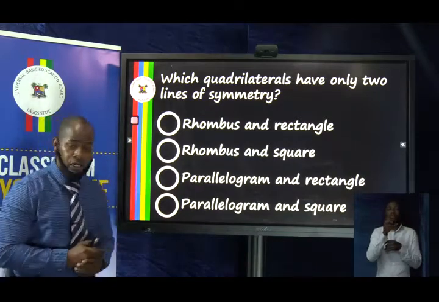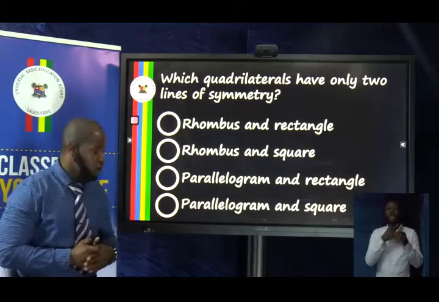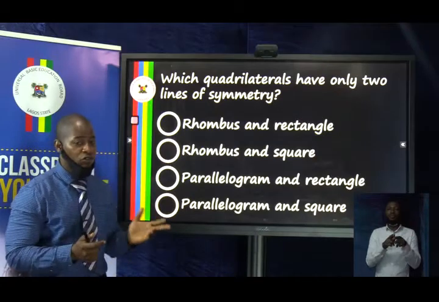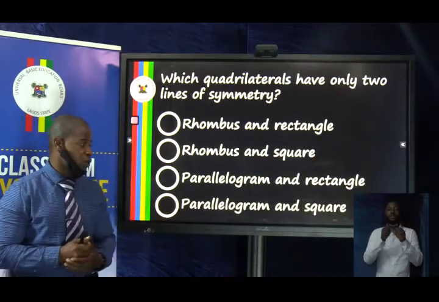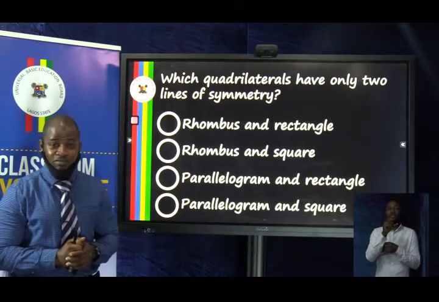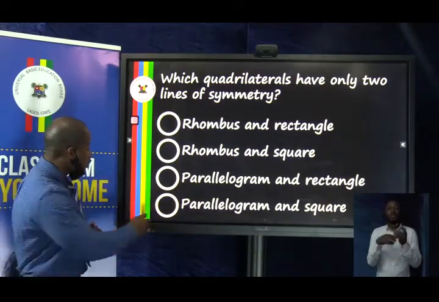First one is rhombus and rectangle. Do they have 2 lines of symmetry? Rhombus and square. Do they have 2 lines of symmetry? Parallelogram and rectangle. Do they have 2 lines of symmetry? Parallelogram and square. Do they have 2 lines of symmetry? Which one is your answer, my friend? Is that your final answer? Alright, let's see what the correct answer is.